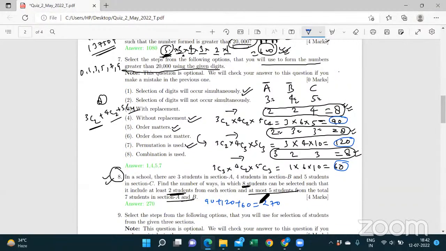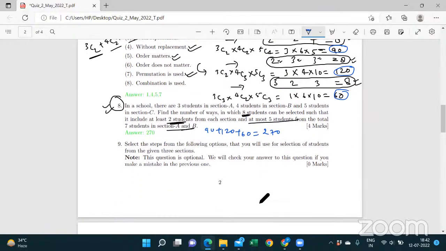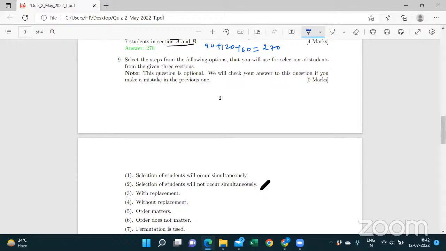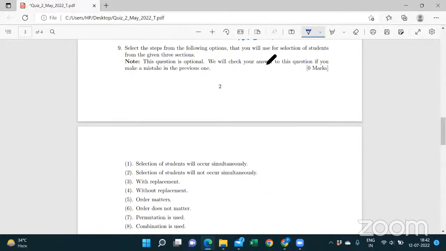Is this clear for everyone? Yes, sir. Okay. Let's move to the next question. Tell me what will be the answers. You will use this for the selection of students from the given 3 sections. So simultaneous or not simultaneous? Simultaneous, sir. Why simultaneous? Because the question is about selection of students, right? So we are selecting the students simultaneously. And how many students are we selecting? 8 students. Okay, 8.